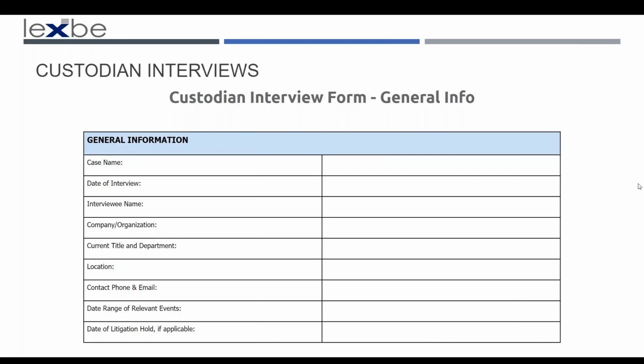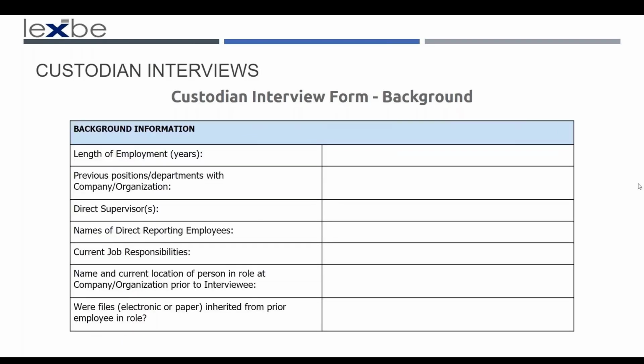The next slide would get into the background from the custodian to understand their role, if they had inherited any files or if it was all prepared for them, what their job was, etc.